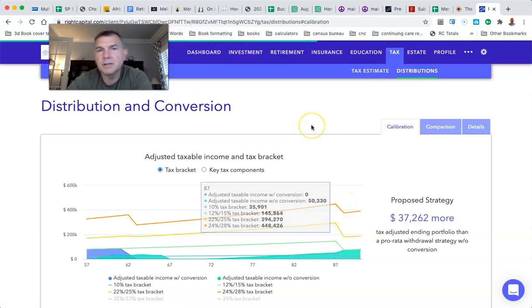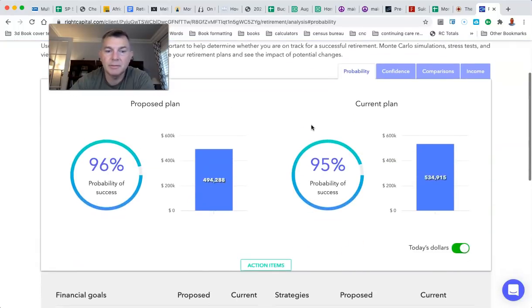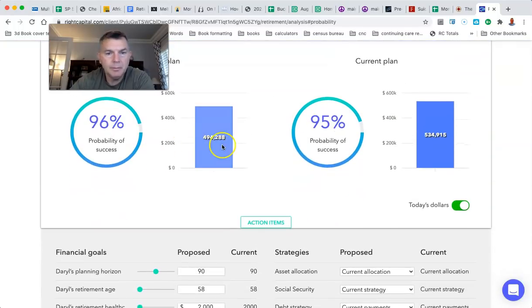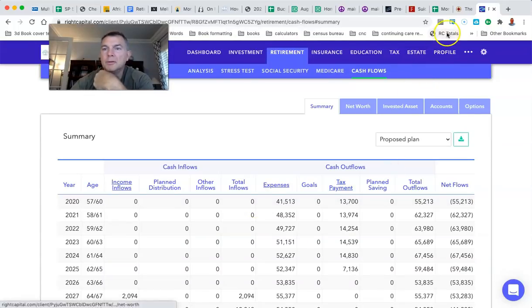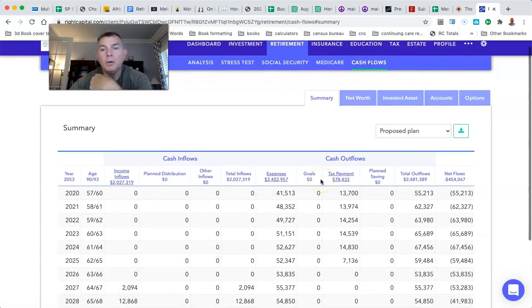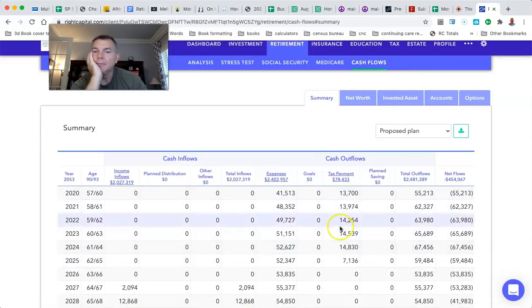And then once the cash account is exhausted, we have to pull the money from the cash account and do the Roth conversion at the same time. About the same. Doesn't really change a whole lot. 96% with about $500,000 in liquid net worth. Let's go to cash flows, and we're going to go to taxes. Yeah, well, they pay a whole lot less in tax. Oh yeah, look at that.